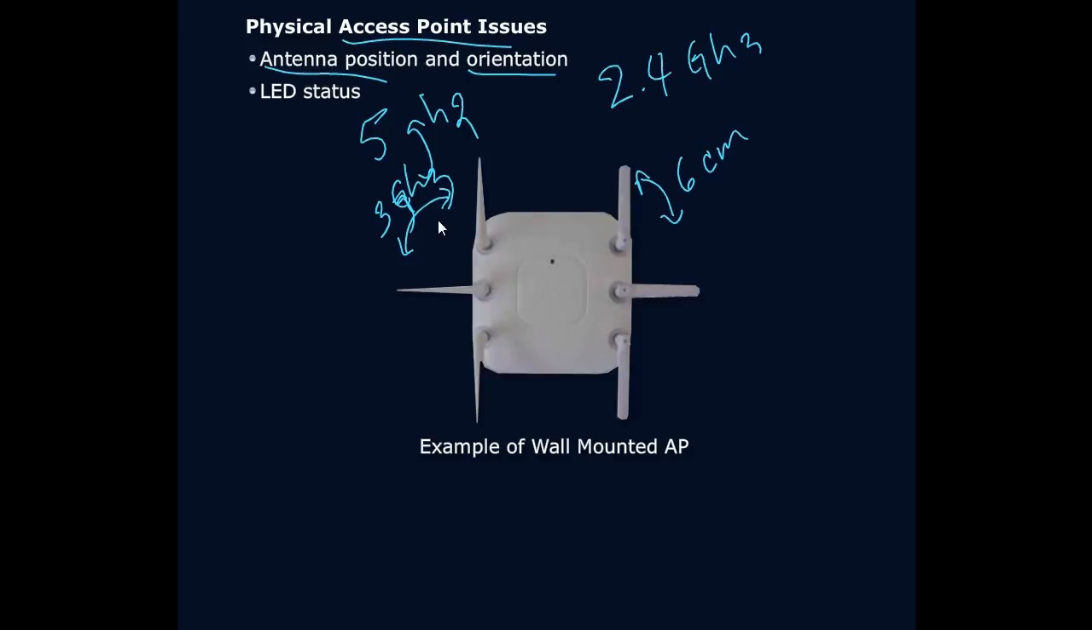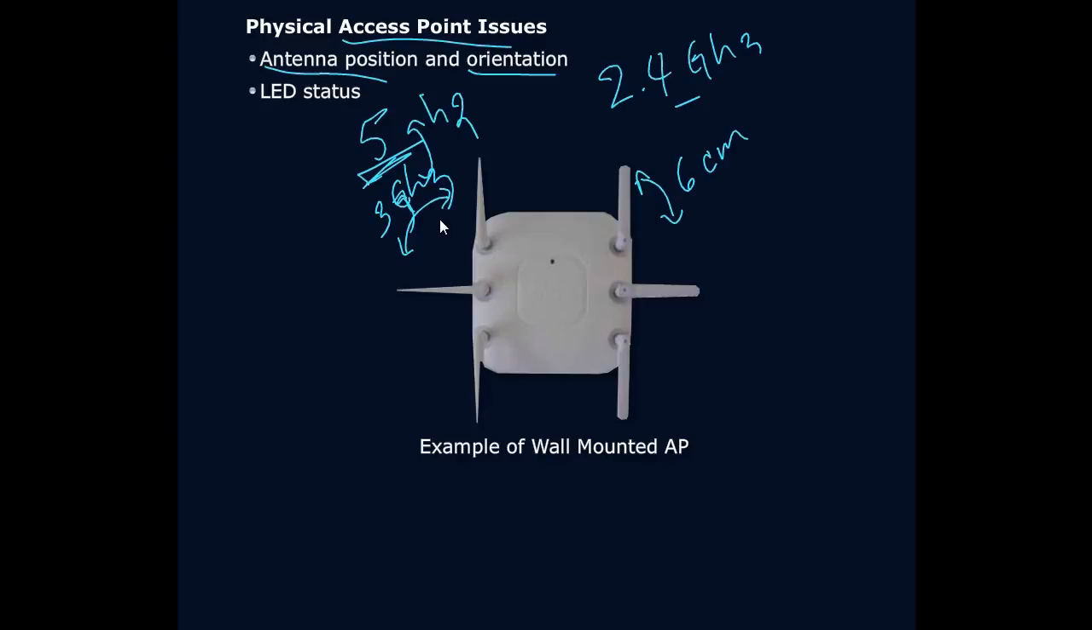Now, what is this? This is the distance of a wavelength. That's why we're choosing that distance. The distance of a wavelength for 2.4 and 5 gigahertz is different. Okay, 5 gigahertz is about twice as frequent as 2.4. So that's why you're seeing about half the wavelength size.